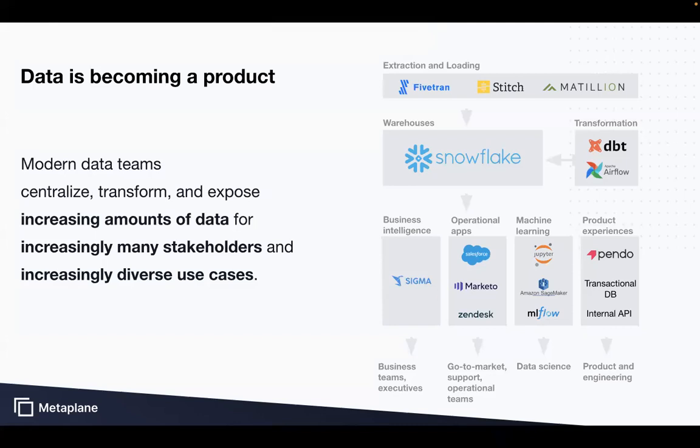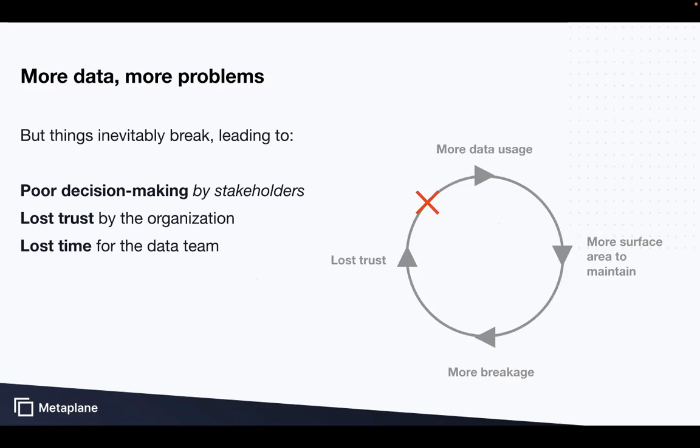So what's the actual problem space? Data is moving from just feeding BI to becoming a product in its own right. You have data teams who are the center of what their companies are doing, providing data outputs to go into their applications and into their products. And so these data teams are having to do so much more: increasing amounts of data, increasing stakeholders, and many more use cases than before, with different formats of output required. So more data, more problems.